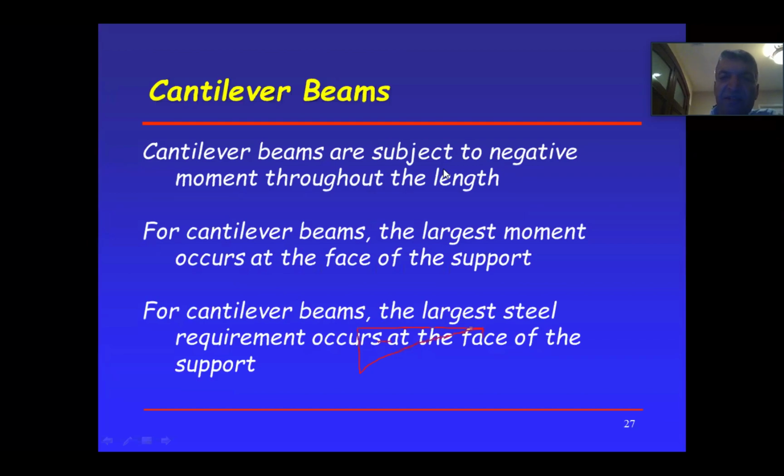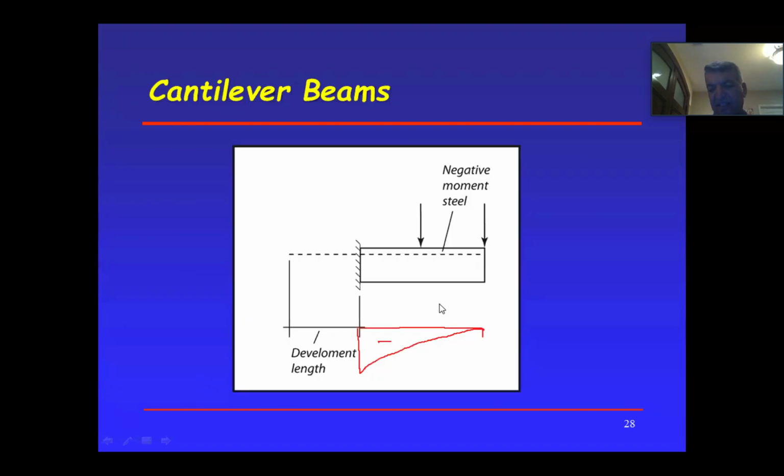So cantilever beams are subject to negative moment throughout the length. You saw that. For a cantilever beam, the largest moment occurs at the face of the support, exactly at the face of the support, and I showed you that in the diagram. For a cantilever beam, the largest steel requirement occurs at the face of the support. Okay? So again, the largest steel you need is here. Why? Because that's where the moment is. What happens when you get to this area? You don't need a lot of steel because look at your moment, very small.